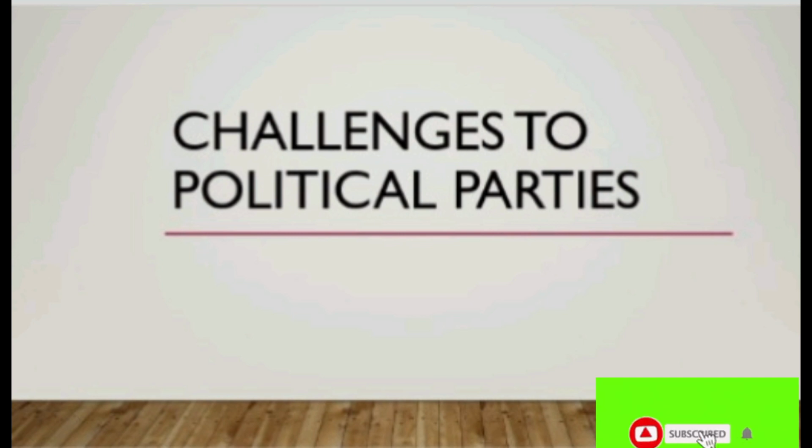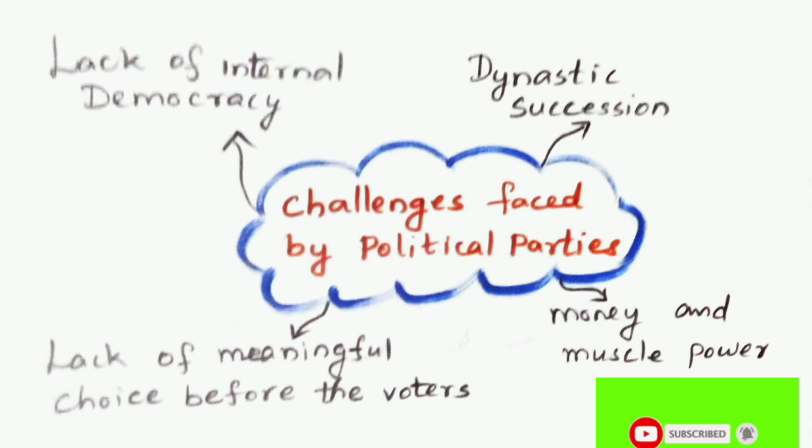Political parties face many challenges. Let's see one by one. First one, lack of internal democracy. The first challenge to political parties is the lack of internal democracy within the parties. All over the world, there is a tendency in political parties towards the concentration of power in one or a few top party leaders. Parties do not keep membership registers, do not hold organizational meetings, and do not conduct internal elections regularly. Parties refuse to share information with ordinary members.